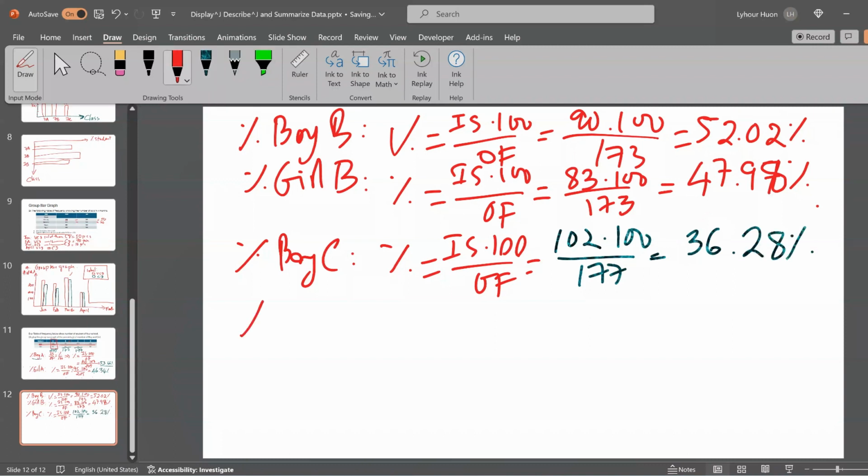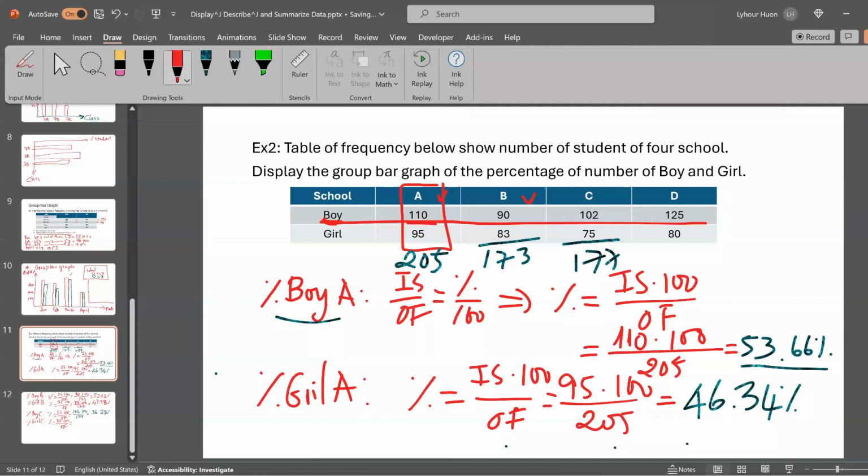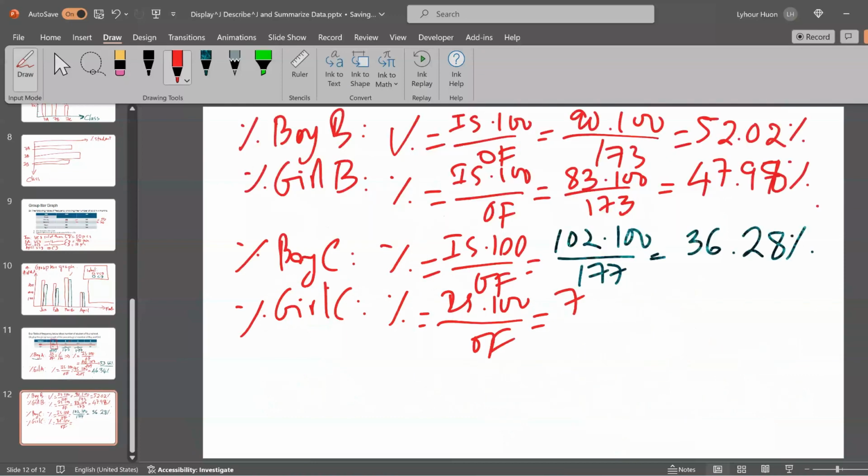And the percentage of girls for C, 42.37. Okay, let's rewrite it. There will be 75 times 100 divided by 177. Again, what is the answer for girls in C? 42.37.